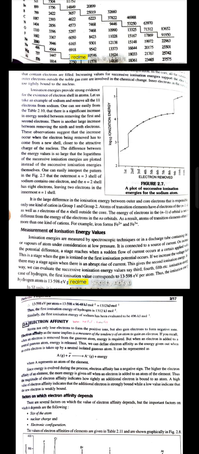In the case of hydrogen, the first ionization energy value corresponds to 13.598 electron volts per atom. Thus, the ionization energy of the hydrogen atom is 13.598 electron volts, which is 1312 kilojoules per mole. Similarly, the first ionization energy of sodium has been evaluated to be 496 kilojoules per mole.